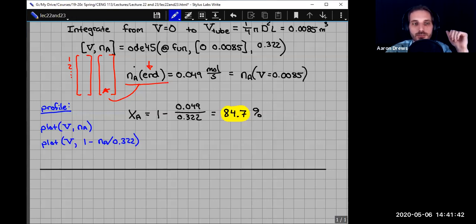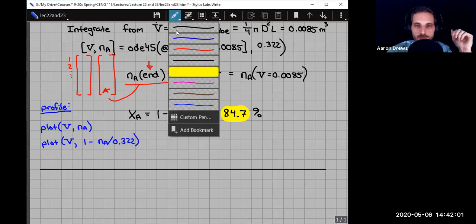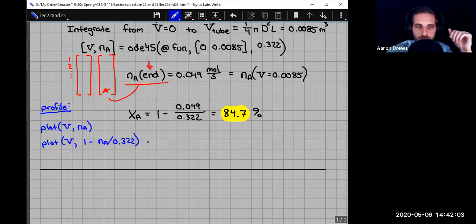So that's the end of the example in the sense that the only thing the example asked us to do was calculate the conversion of methane, which is the conversion of A, and we've converted about 84.7% of the methane. Notice the conversion is the same, it's the same molar profile. It's not particularly evident, but this profile is the same for all the tubes.